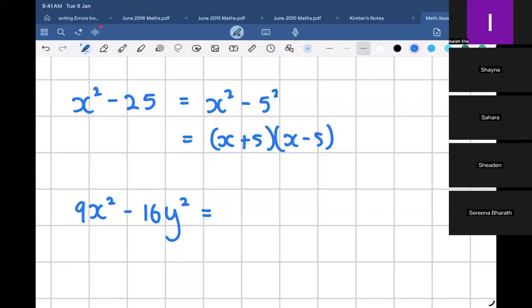All right, so Shay, let's answer the question. First things first, I could write 9 as what number? 3 squared. I could write 9 as 3 squared.